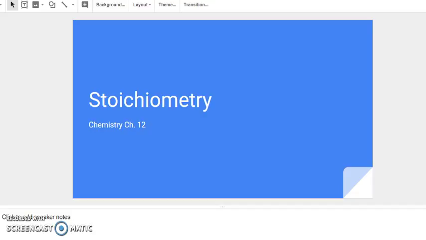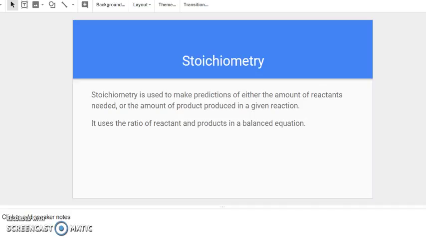Hey guys, I wanted to go through just some general overviews of stoichiometry and then also do a couple of examples that might help you on the worksheet that you're going to get today. So stoichiometry, and I know you guys watched a little instructional video that I posted earlier, is used to make predictions of either the amount of reactants or the amount of products needed or that could be produced in a given reaction. So it really uses that ratio that we see in balanced equations.